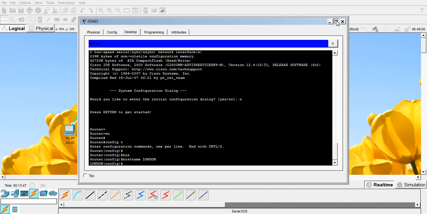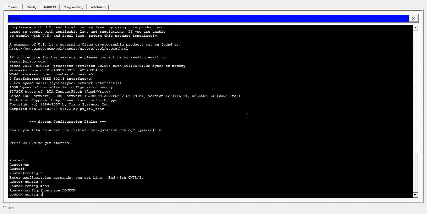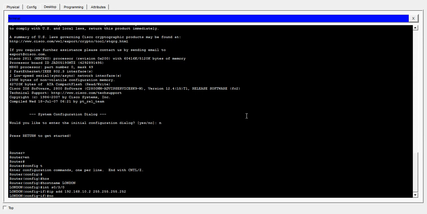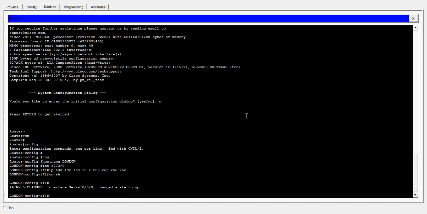Then interface serial 0/3/0, the interface connected to the Rome router. We'll give it an IP address from the same subnet, which is 192.168.10.2, 255.255.255.252. No shutdown. Exit.